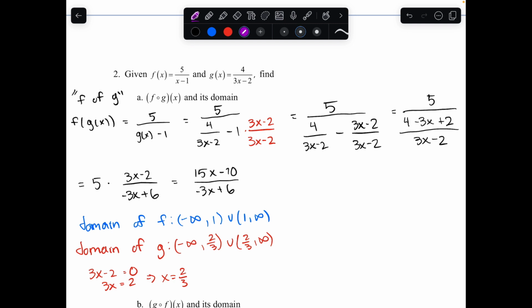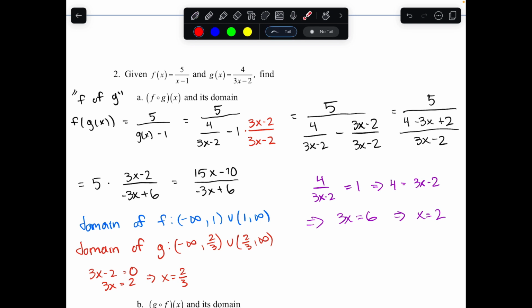All we have to do is set g equal to the problem numbers of f. So I'll do 4 over 3x minus 2 is equal to 1, because 1 is the only number I'm not allowed to plug into my function f. So we can multiply both sides by 3x minus 2, and we'll get 4 is equal to 3x minus 2. I'll add 2 over, and we'll get 3x is equal to positive 6, which means that x is equal to positive 2. So when I plug in 2 into my function g, I'm going to get a value of 1.